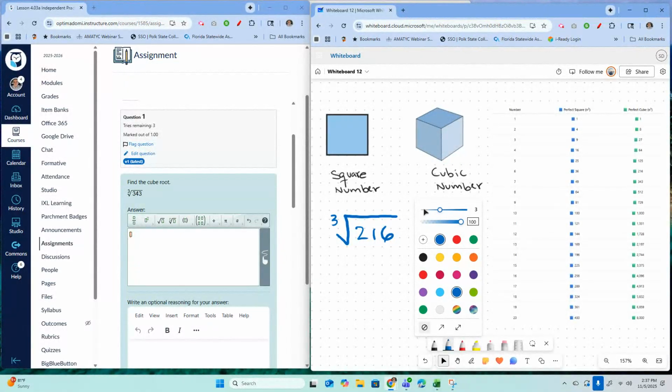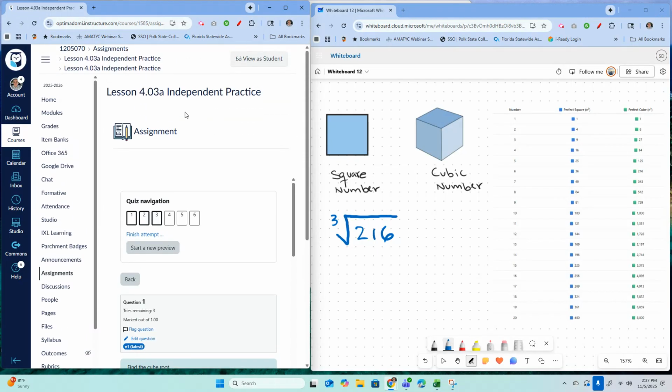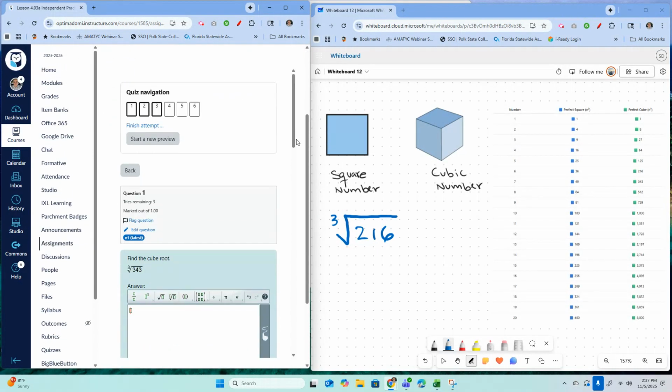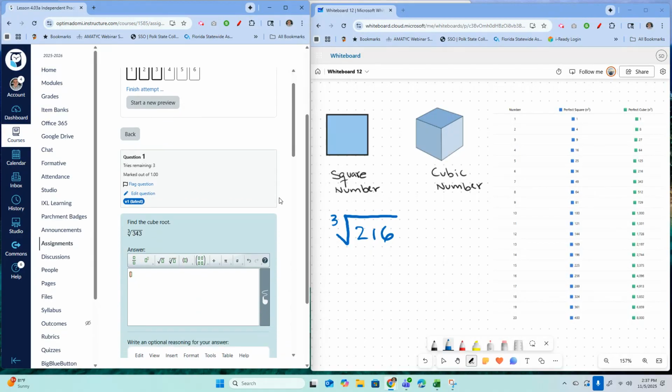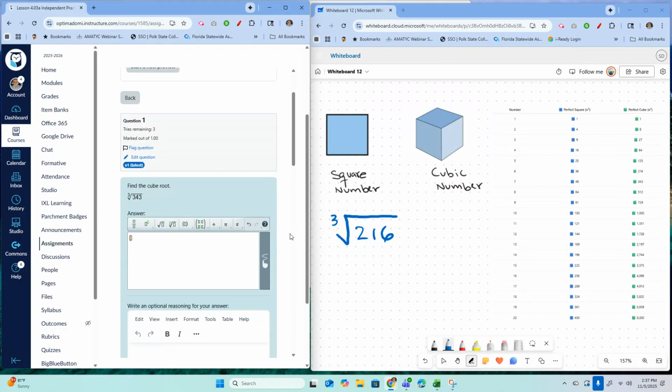All right, here is the video for lesson 4.03a, independent practice. We're going to be working with cubic roots and square roots. Here's an example, problem number one.